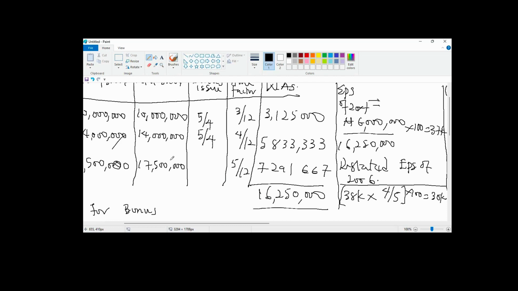Okay, when do we restate? Restatement only comes when there is a bonus issue or rights issue in the question, in line with IAS 33, which provides the guidelines that anytime there is a bonus issue or rights issue, you must restate the earnings per share of the previous year so that shareholders will see what has happened as a result of the bonus or the rights issue or the combination of the two.